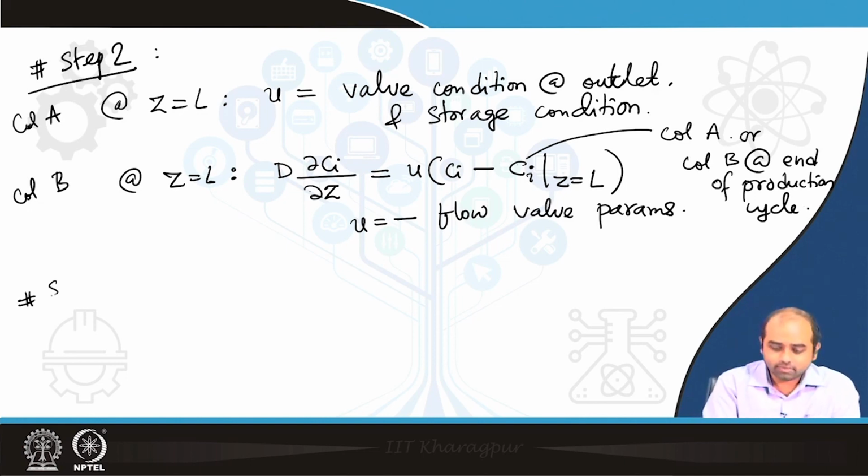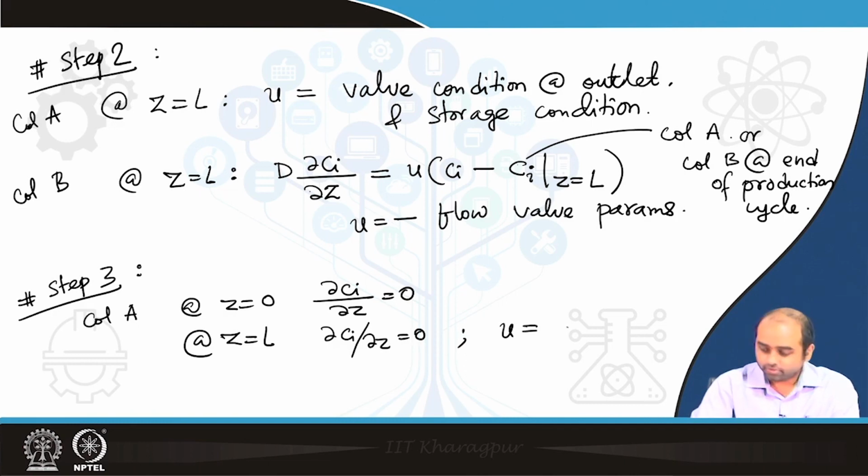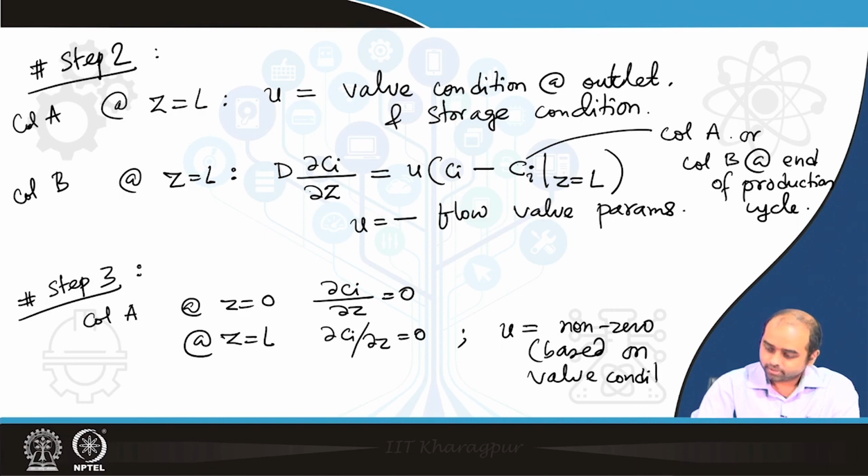Now, in step 3, where you have equalization of the pressures, for column A we have at Z is equal to 0, dCi/dZ is equal to 0, right, and at Z is equal to L you have dCi/dZ is equal to 0, right, but there is a flow, right. So, the flow is, let me write, non-zero and based on valve conditions, right.